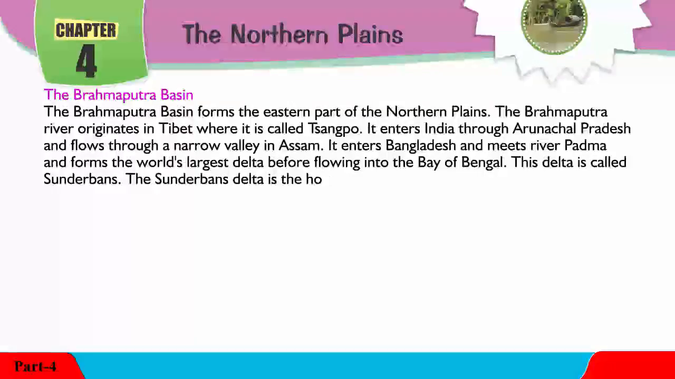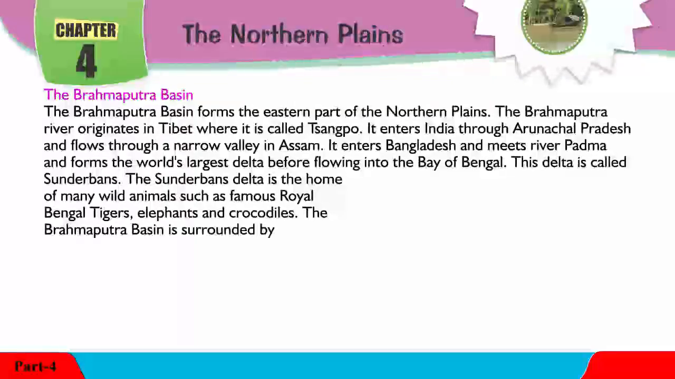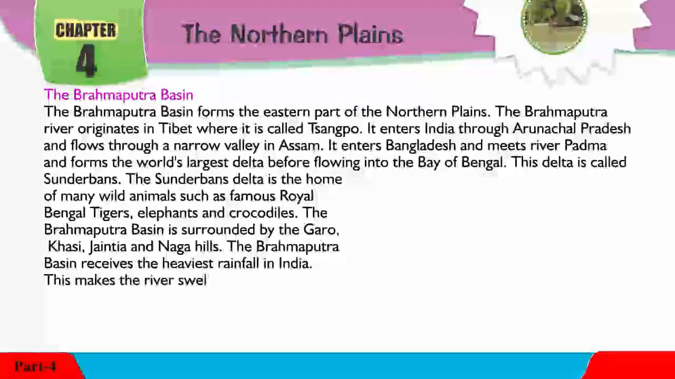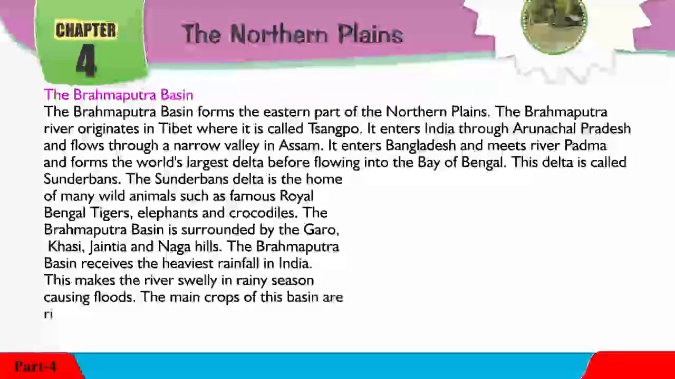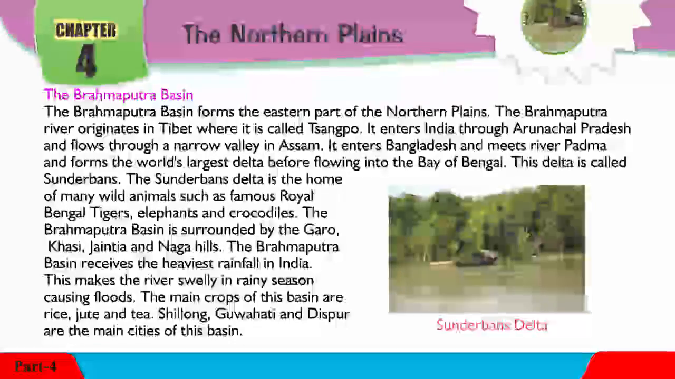The Sundarbans Delta is the home of many wild animals such as the famous Royal Bengal tigers, elephants, and crocodiles. The Brahmaputra Basin is surrounded by the Garo, Khasi, Jaintia, and Naga hills. The Brahmaputra Basin receives the heaviest rainfall in India. This makes the river swell in the rainy season, causing floods. The main crops of this basin are rice, jute and tea. Shillong, Guwahati and Dispur are the main cities of this basin. Sundarbans Delta.